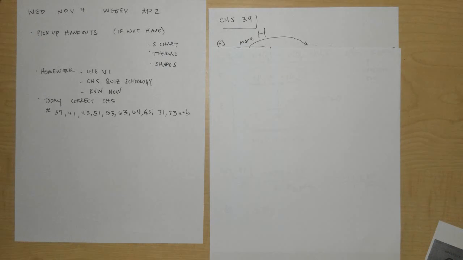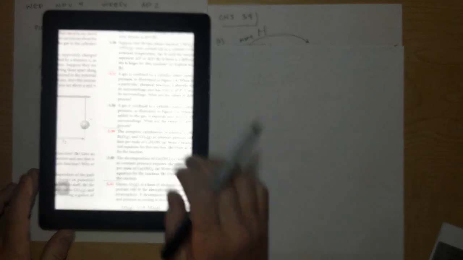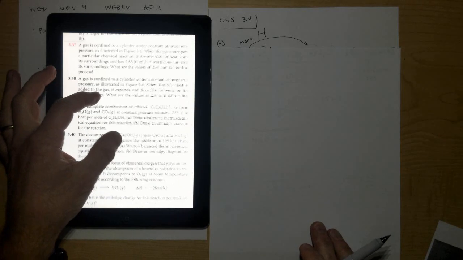All right, everybody ready? Got your notebooks out? Got your homework out? Got a different colored pen or pencil? Here we go with number 39. That's the first one. Let's see if we can get a much better. There we go. All right.